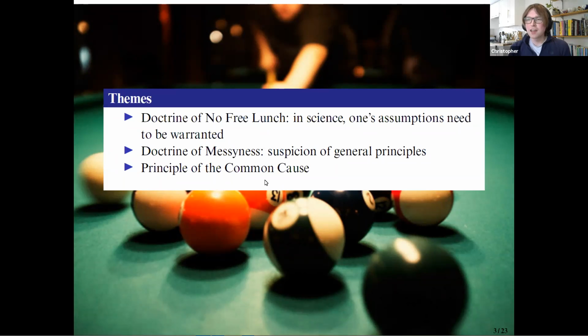And the second aspect I want to look at, I'll call the doctrine of messiness. So, suspicion about general principles. This relates to what Nancy was saying yesterday about singular facts and the primacy of singular facts over the general. In particular, I'm interested in the doctrine of messiness as it applies to causation, and in particular, this principle of the common cause.